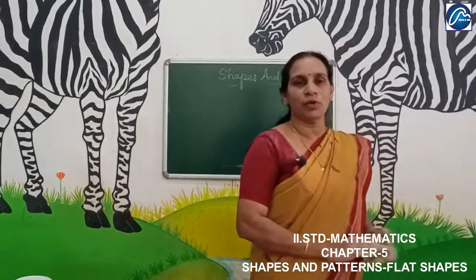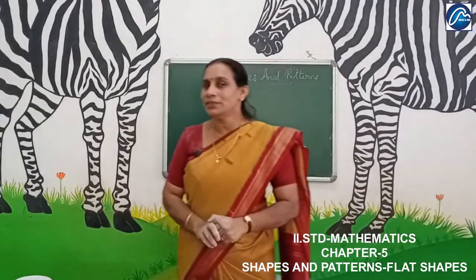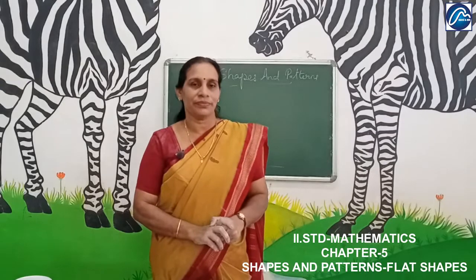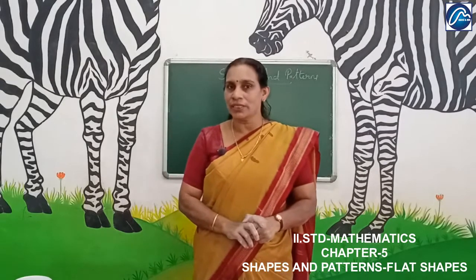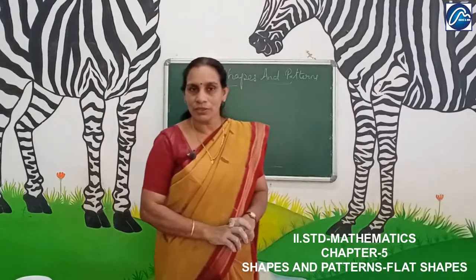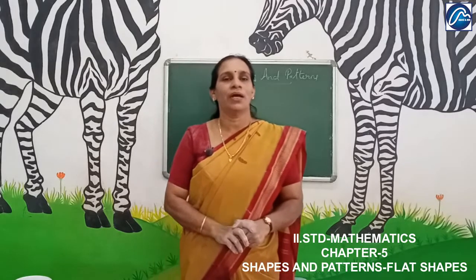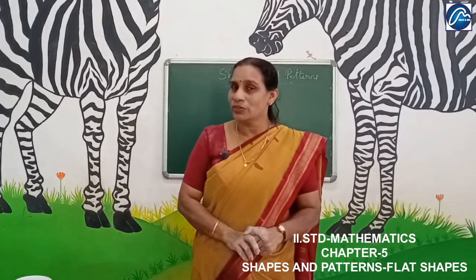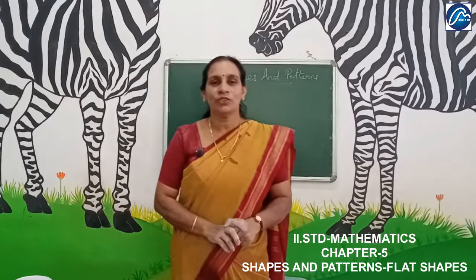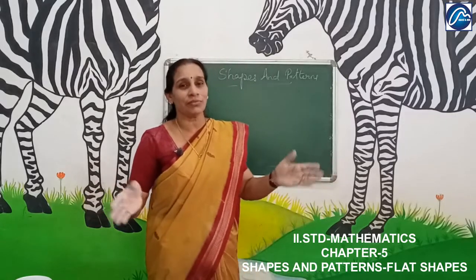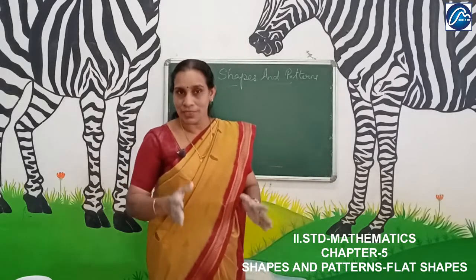You are watching the mobile, that is rectangular shape. And your TV also has the same shape. And your table top also has the same shape. And your door also has the same shape. So all these have the same shape. Like that, many shapes are there.